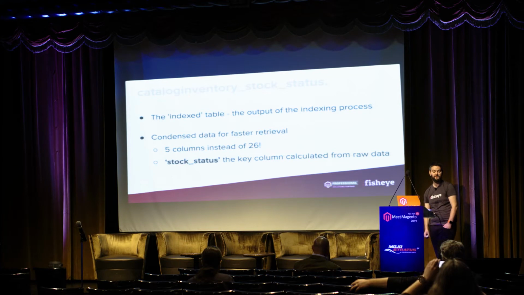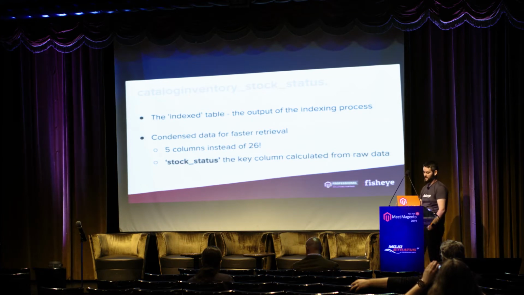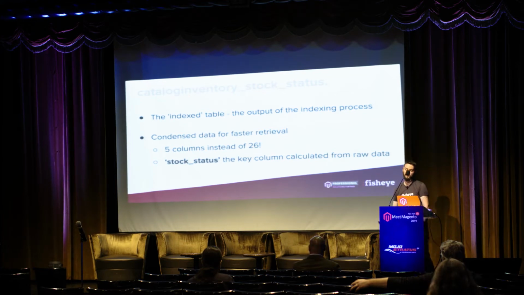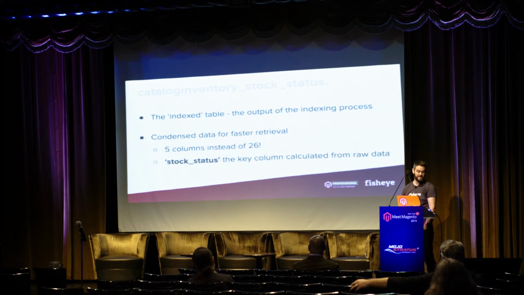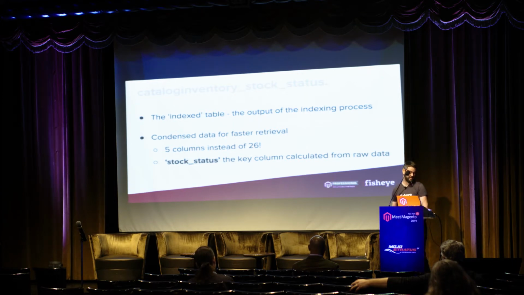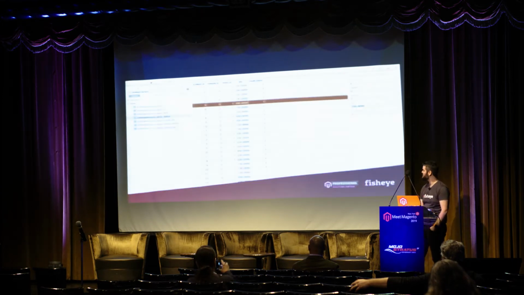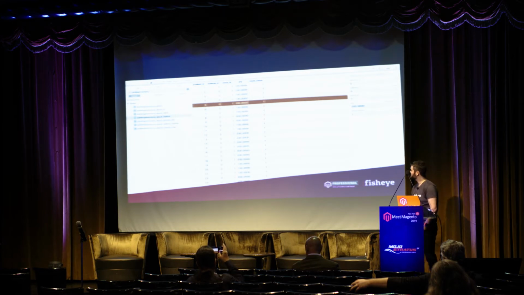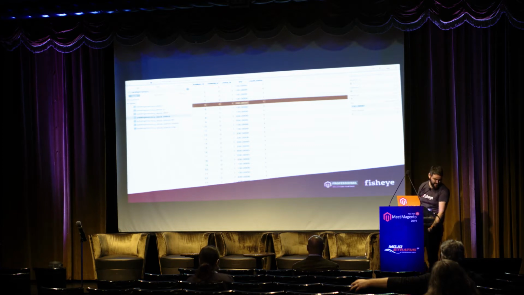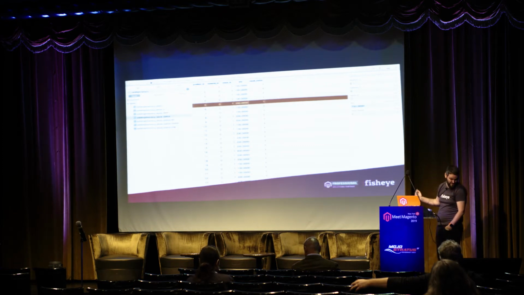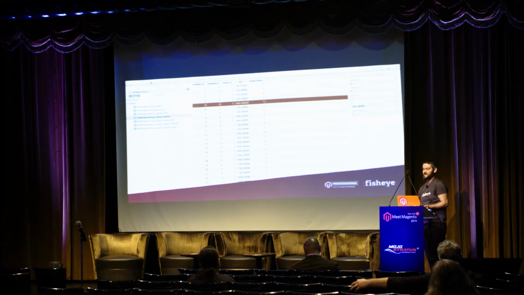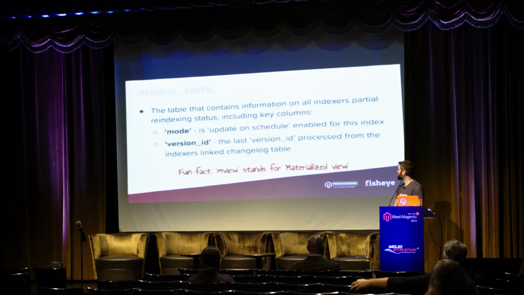Next, we have the catalog_inventory_stock_status table. This is the final index table. This is the output of the indexing process. So this only contains 5 columns, not 26, and stock status is the key column here. Again, you can't see it too well, but basically all we were left with is, from memory, product ID, website ID, can't remember what the next one is because I can't read it, quantity and stock status. Is it in stock or not? Yes or no, 1 or 0, just a Boolean value.